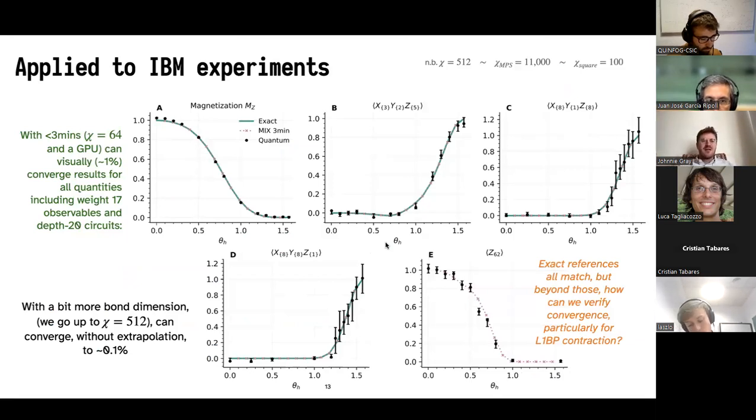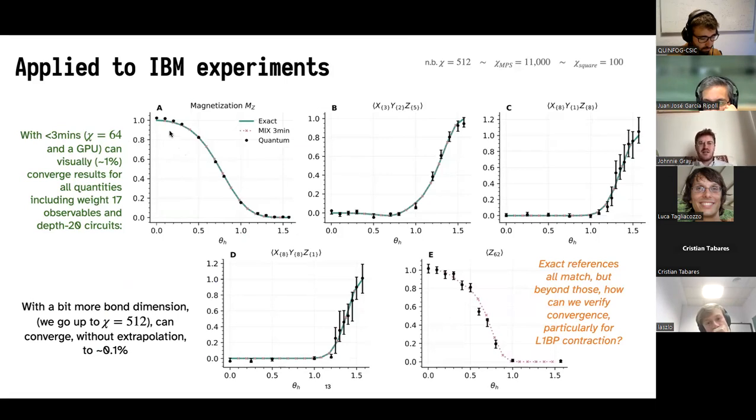So, applied to the IBM experiments. If you apply these methods to the circuits I introduced at the beginning from this IBM paper, then with a fairly moderate chi of 64 and a GPU and not very much time, all of these results in less than 3 minutes, you can essentially visually converge all the quantities, including these high weight observables and the depth 20 circuit, for the quantities they studied.